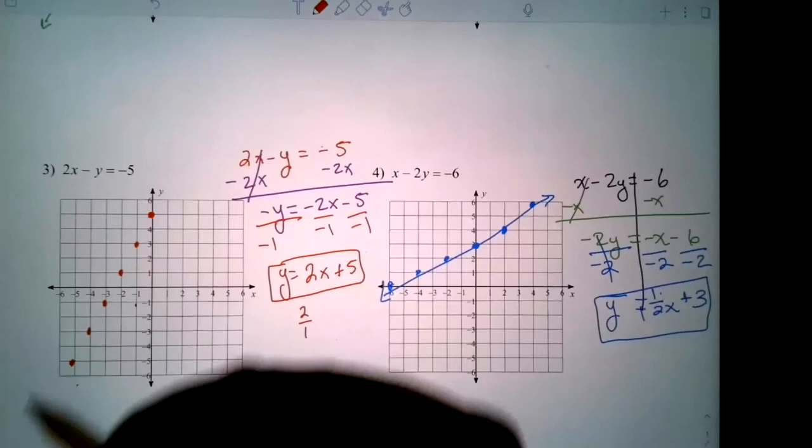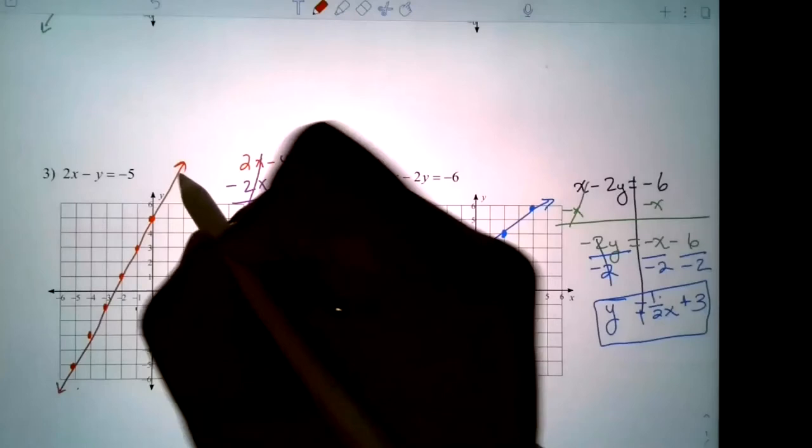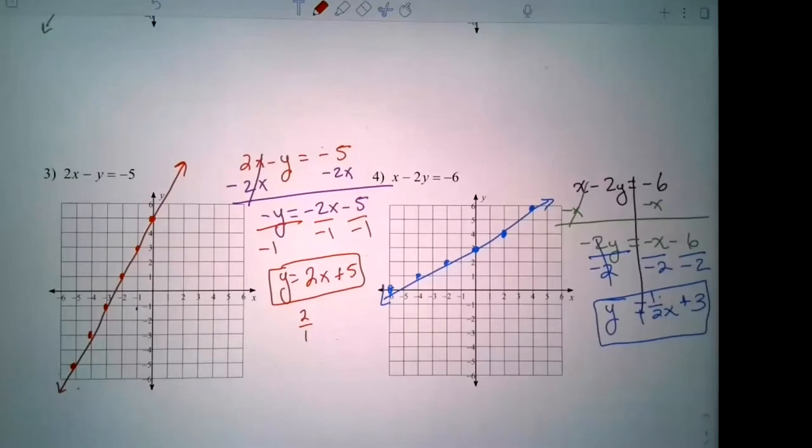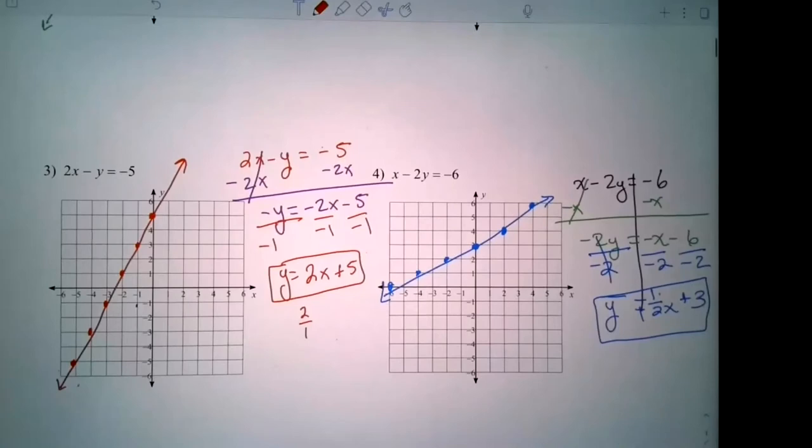To connect these, and that's what my graph should look like for number three. And so that's number three, and that's the answer to number four. I'll give you a minute to copy those down. If you have any questions, I'll answer them.